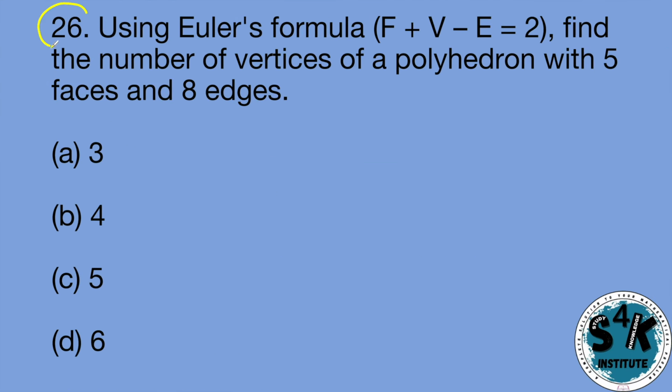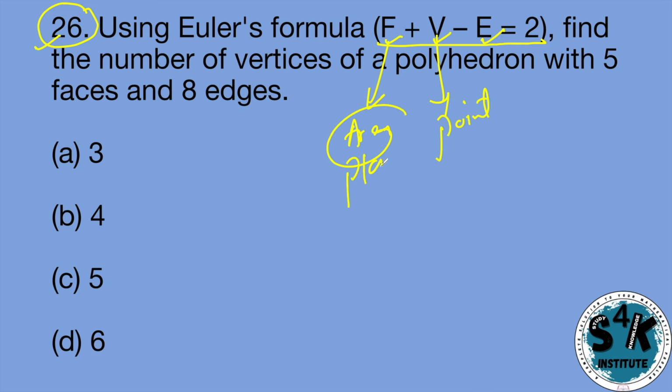Question number 26. I have taken this question intensely to let you know this formula. If you don't know this formula, please revisit it, and since it is already written here, please memorize this. It has given: number of faces plus number of vertices minus edges equal to 2. Face is an area, vertices is a point, and edge is a line. Find the number of vertices of a polyhedron with 5 faces and 8 edges.